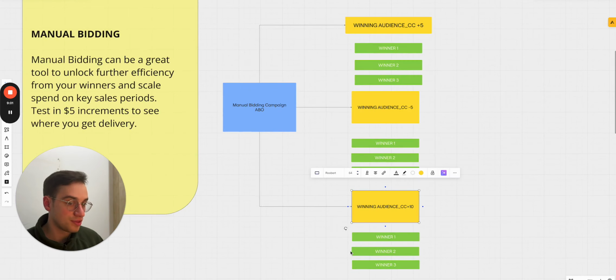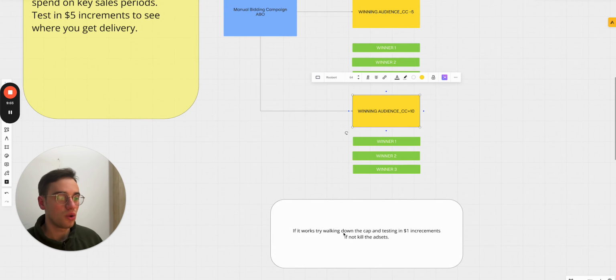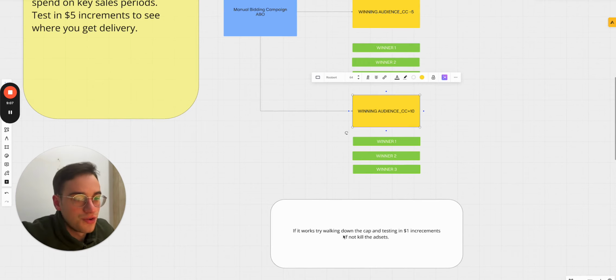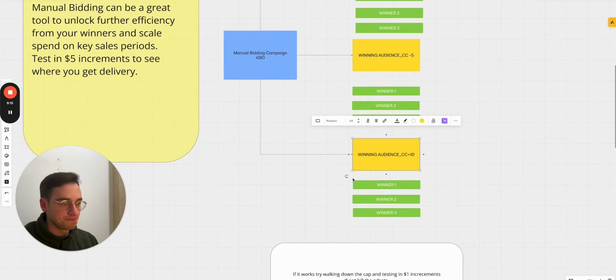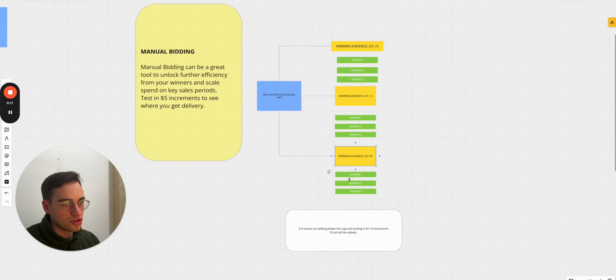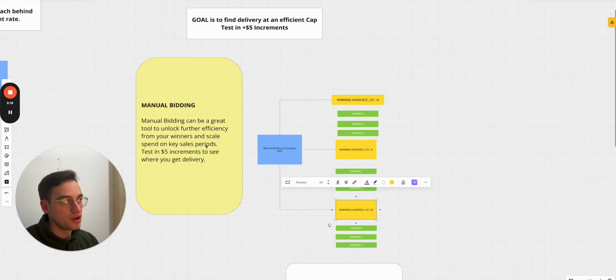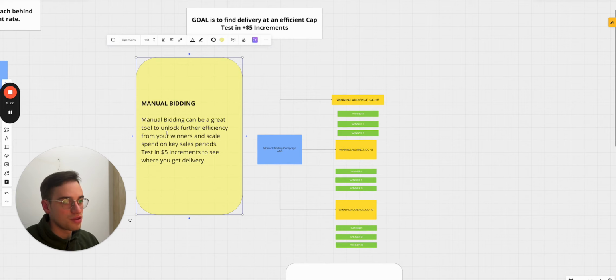And then the other thing that you can do is walk down the cap and test in one of the increments. For example, let's say that 50 was our winning ad, our winning cost cap. I'll probably test 51 and 49 as well, so I can always have the best results here. And that's pretty much it in terms of the manual bidding. This is great for unlocking further efficiency on key sales periods, or testing, or scaling in a very efficient way, just because you have that cost control.